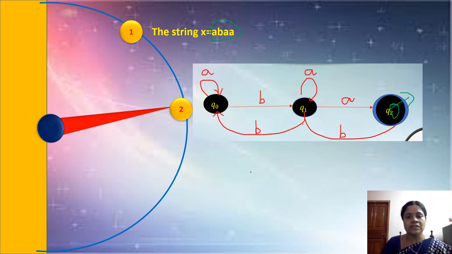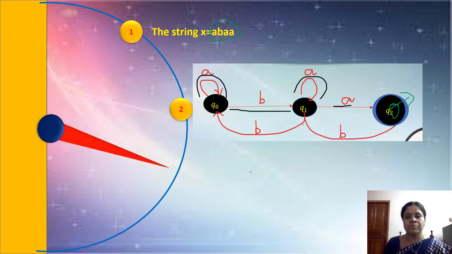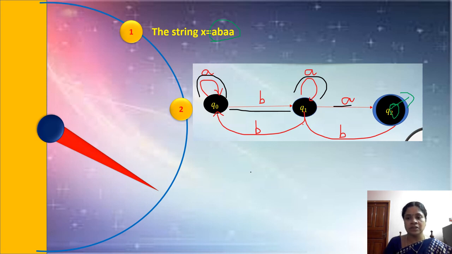So first, let us start from Q0. If we start from Q0, we are able to read A. Then if we move from Q0 to Q1, we use the symbol B to read, and Q1 to Q1 is read by A. Then at last, Q1 to Q2 by A. Finally, we have reached the final state. So we can say that the string is accepted by the automaton.